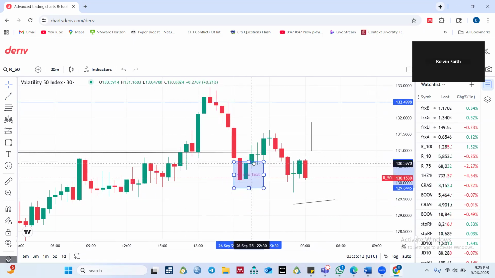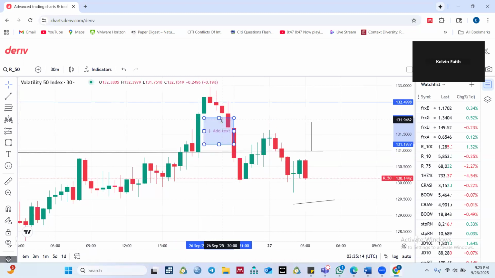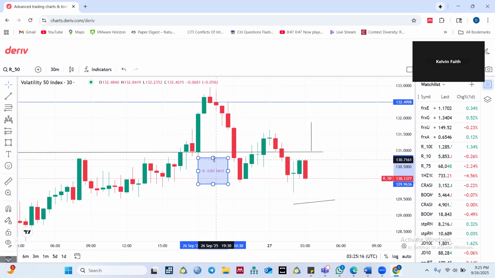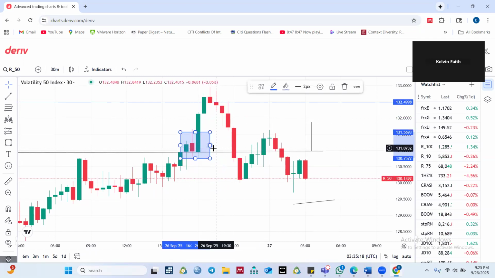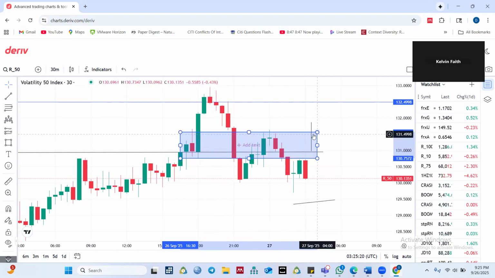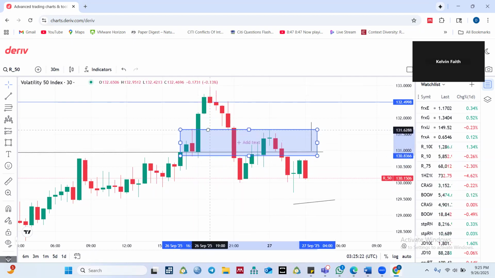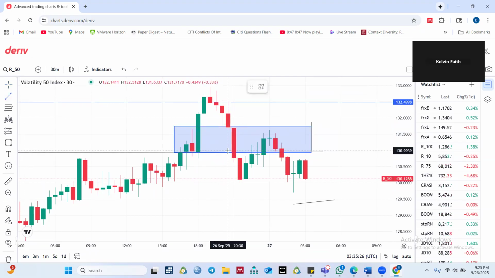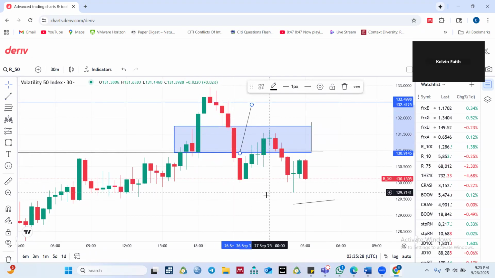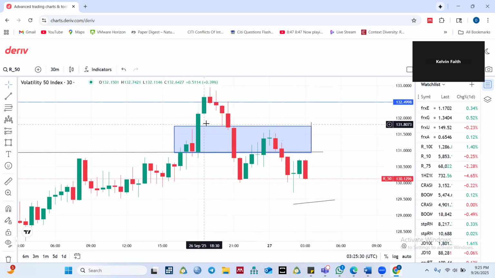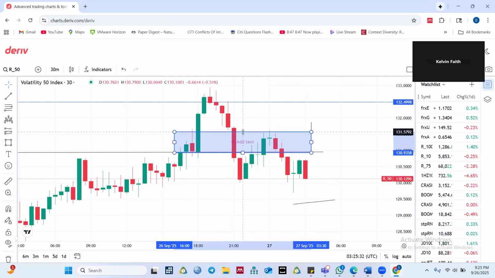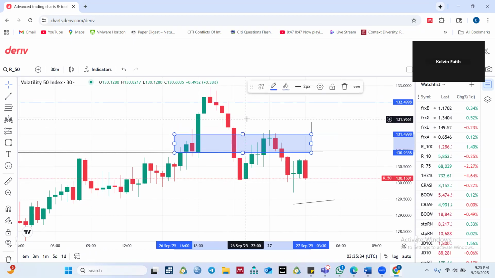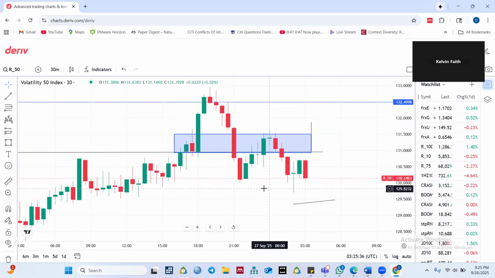And two, this pullback also came into this area, which is like a failed order block. Okay, failed. This should have held price to go up, but it failed. So according to ICT, this is a failed order block. Okay, I think this is a breaker block. Yeah, so price breaks it and pulls back into it.